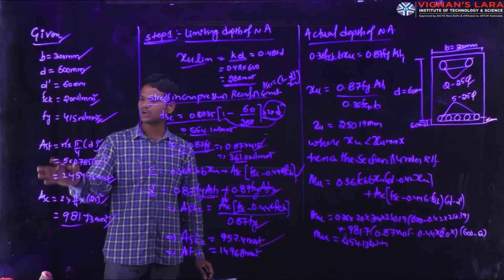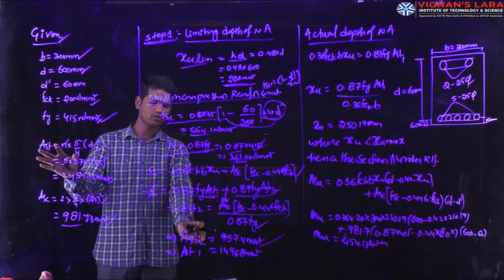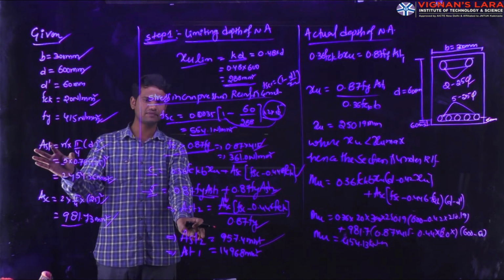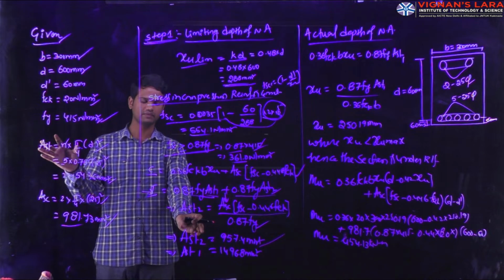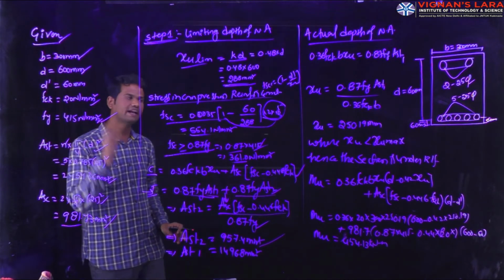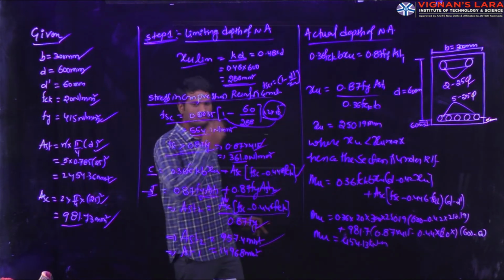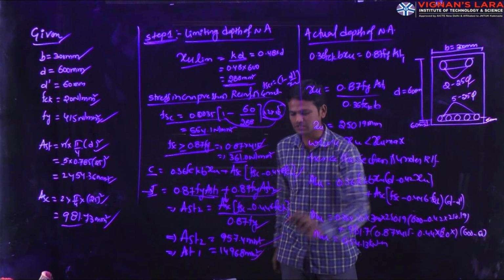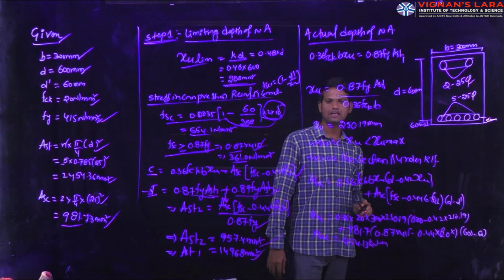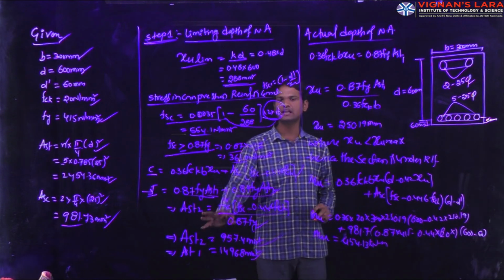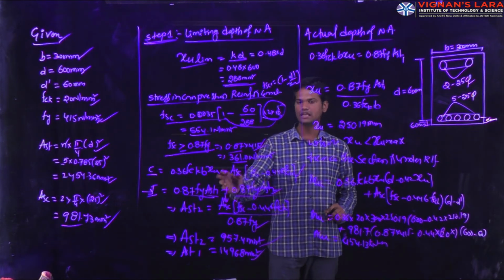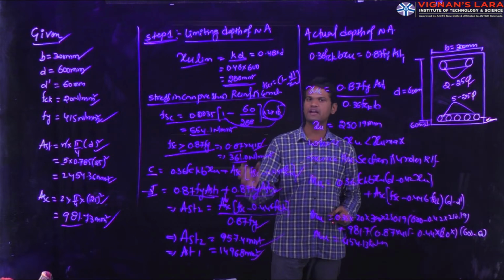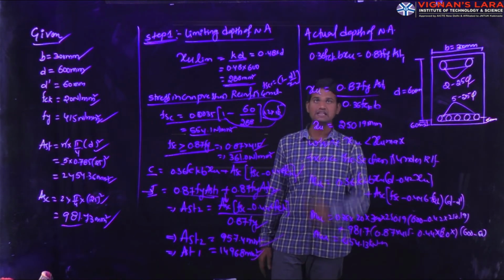We know the total area of the steel, and we know the area of the steel for the limiting moment, for the maximum moment. If you deduct the area of the steel in the first zone from the total area of the steel, you will get the area of the steel for the second steel reinforcement. This is how we are calculating the area of the steel in the first phase for the limiting moment, as well as the area of the steel for the second phase.